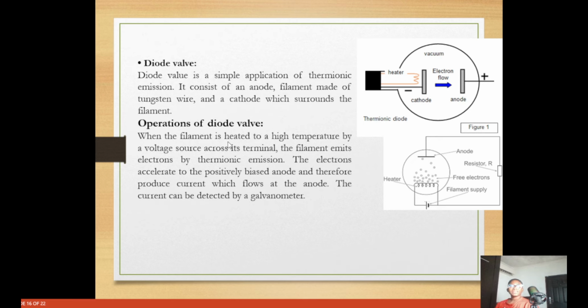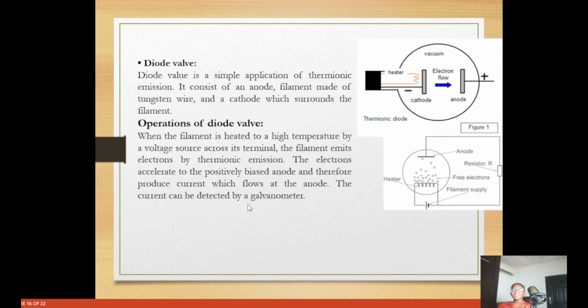When the filament is heated to a high temperature by a voltage across its terminal, you can see the voltage here across its terminal, the filament emits electrons. You can see the free electrons here. The filament emits free electrons by thermionic emission. The electrons accelerate to the positively biased anode and therefore produce current which flows at the anode.